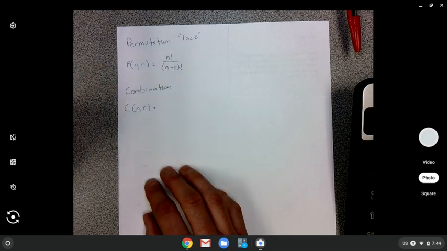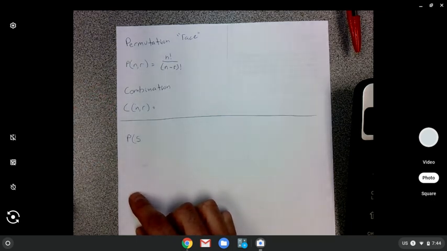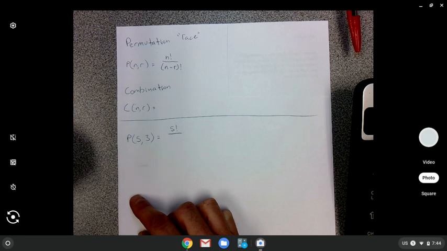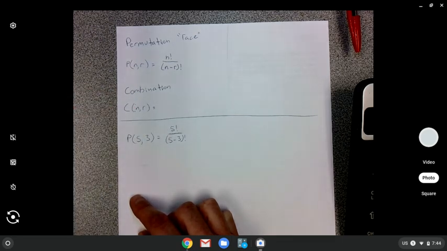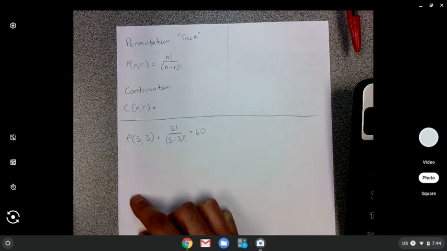In my example of A, B, C, D, E, I said that we had 5 people running the race, and I only cared about first, second, and third place. So I'm going to do 5 factorial divided by 5 minus 3 factorial. I'm actually going to do a little bit of work here in my head. And that's going to be 60. I'll use a calculator later so you can see how to do that without using your head. But that's going to be 60.